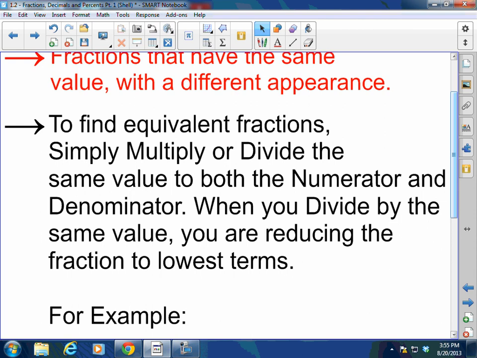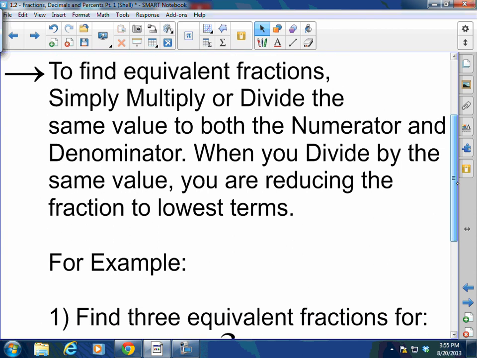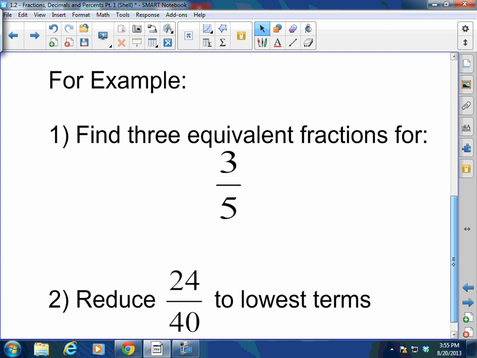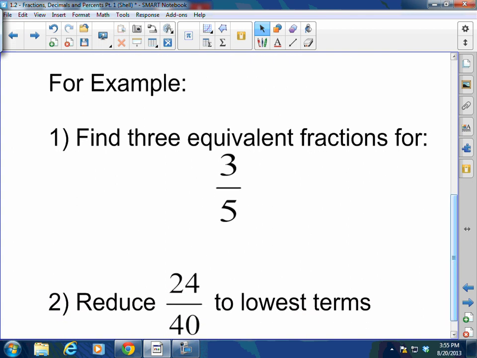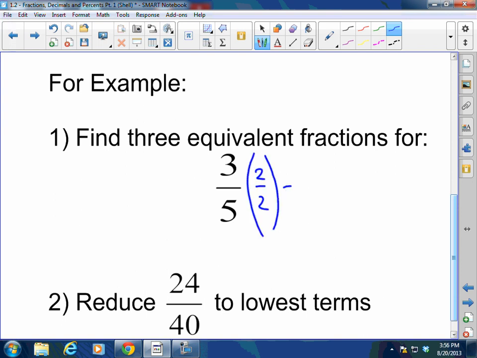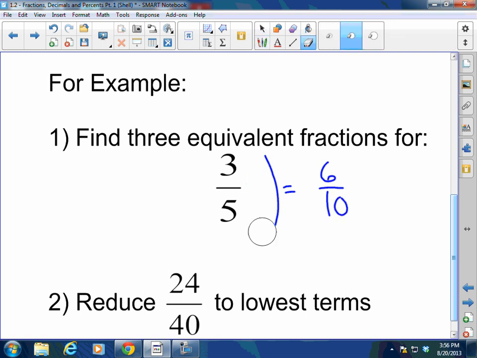When you divide by the same value, though, my friends, you are finding equivalent fractions, but you are also reducing those fractions to lowest terms. For example, find 3 equivalent fractions for 3/5. There's nothing that I can divide into both 3 and 5, so I'm going to multiply this by 2/2, which will give me 6/10.